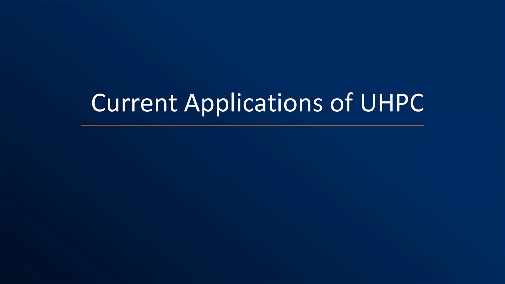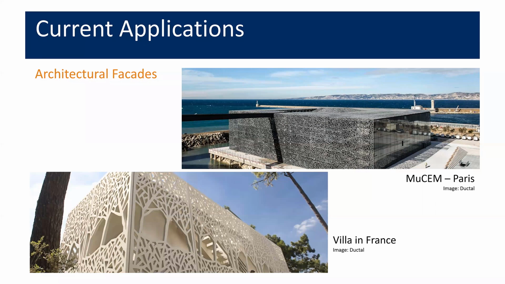All right, so we've talked a lot about technical information right now. So I'm going to take things a little bit back and talk about some of the big picture uses of UHPC in current applications. UHPC is used in two large applications right now in the United States and abroad, primarily in architectural applications and in structural applications for bridge construction in particular.